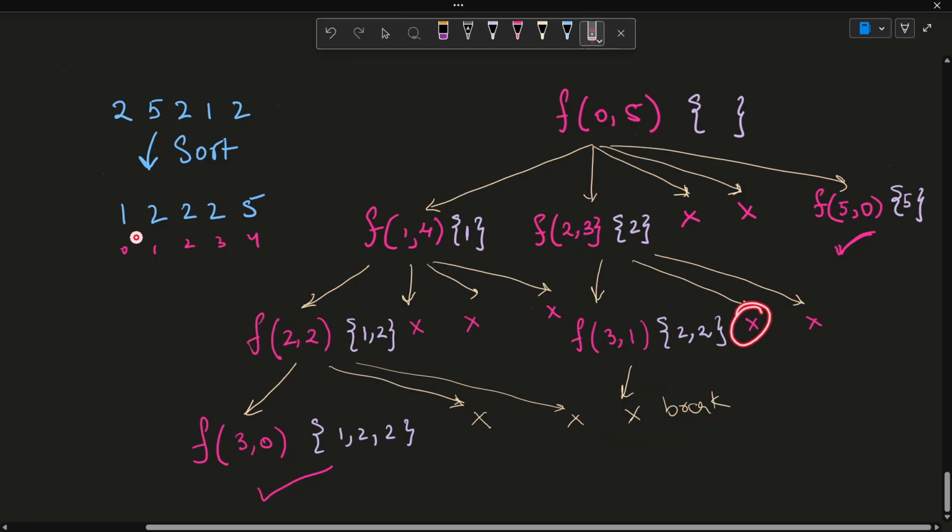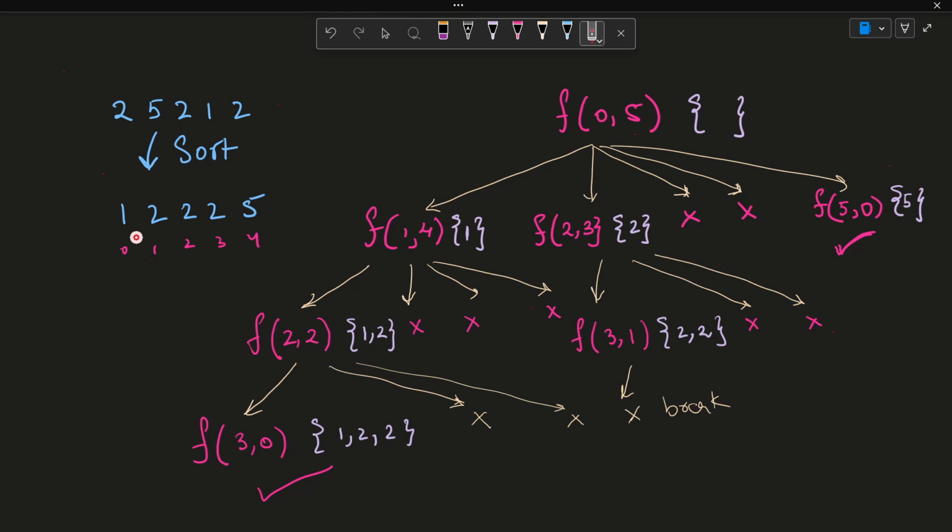Similarly, I won't go here because the same 2 is again repeated, so I don't do repeated computation. Also, if I take 5, the last element, as the starting position, that number 5 is greater than the target, so I don't continue ahead. So this was the whole computation tree of this code for this test case. I would like you to try it out for yourself.